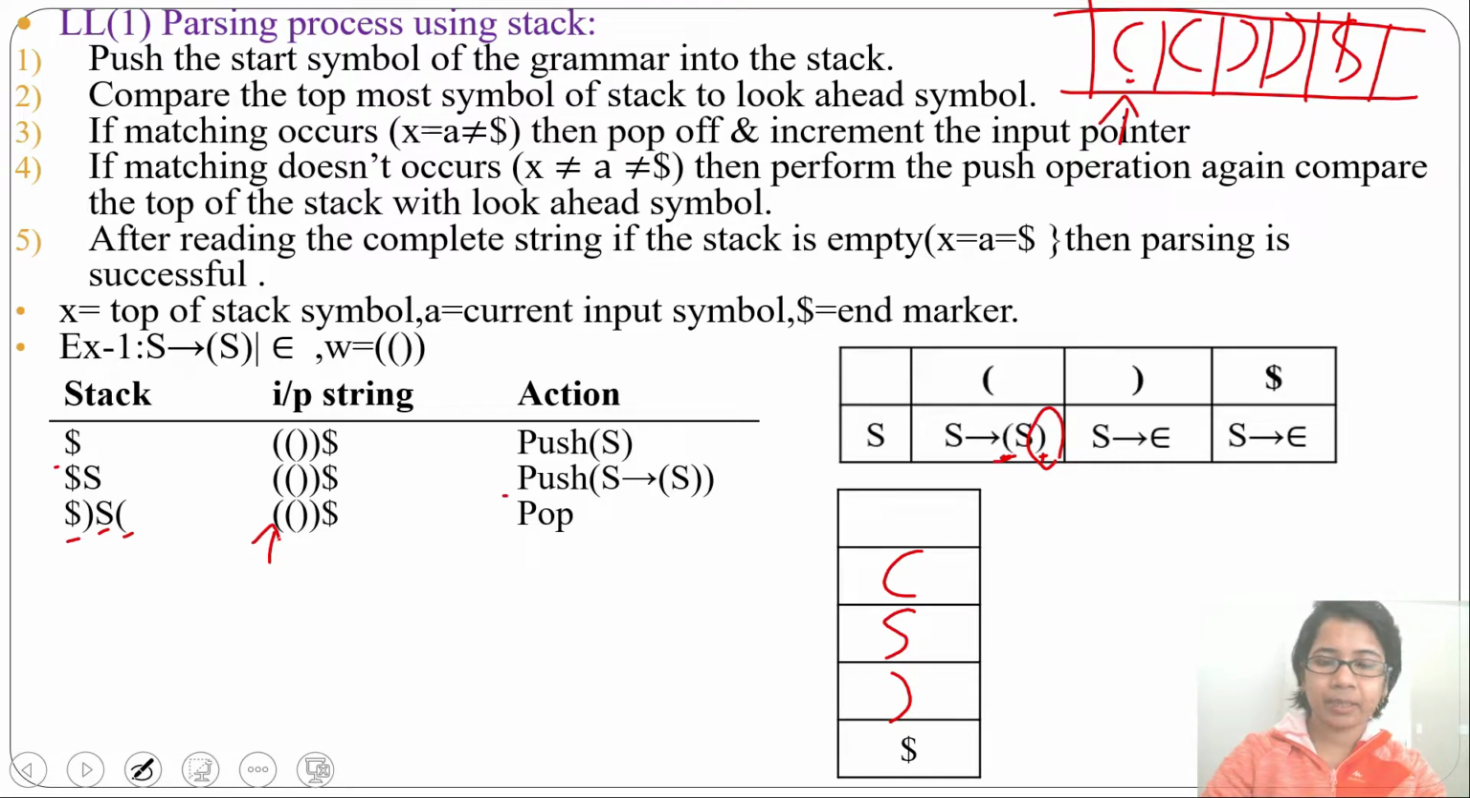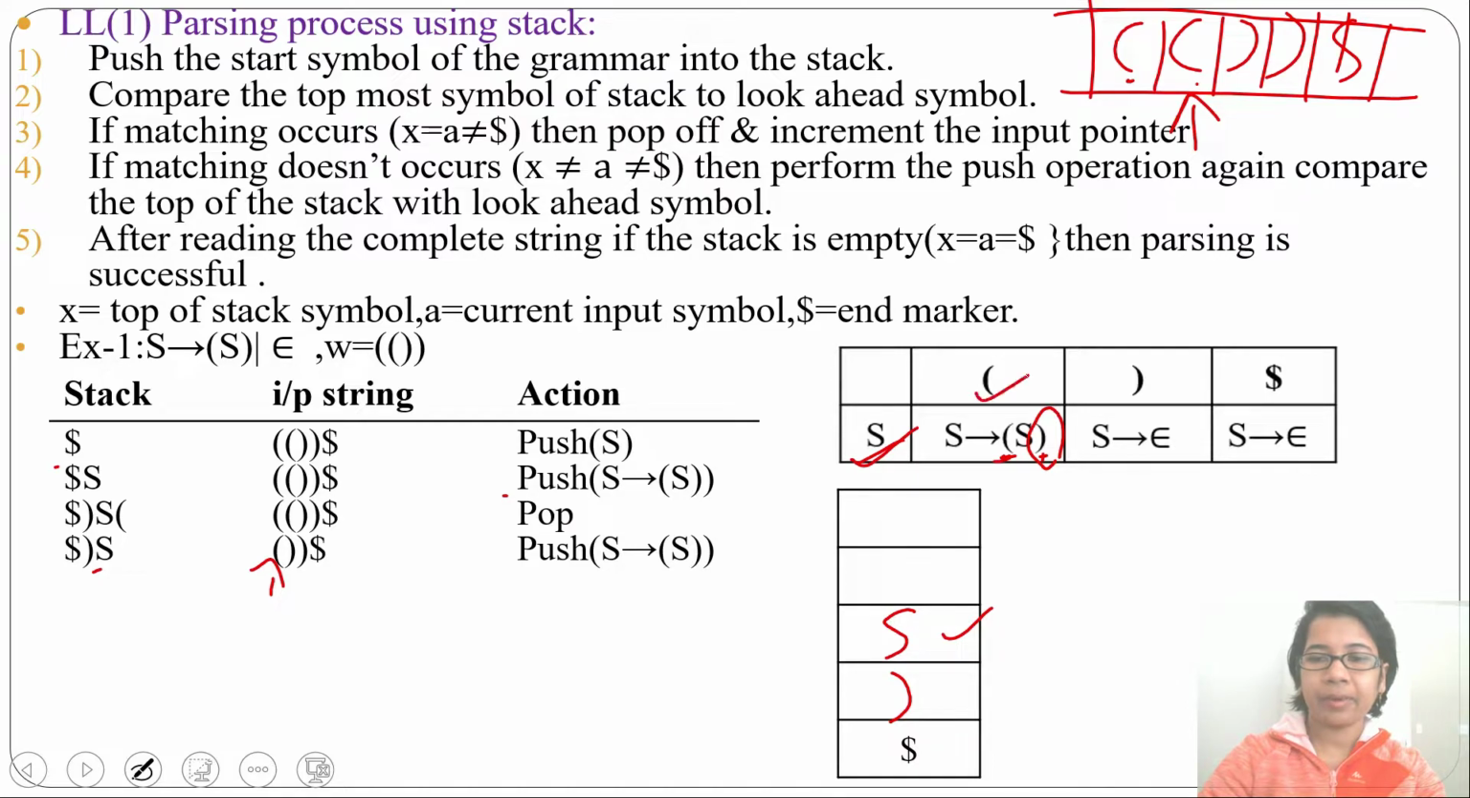Now whether it is matching: here the stack topmost symbol is start bracket and the input pointer is start bracket. When matching occurs, we should pop off and increment. It is step 3. Matching occurs, so we pop this symbol from the stack and increment the input pointer. Now what is the stack content? It is end bracket, S, and the input pointer is pointing to this end bracket. Topmost stack symbol is S and here is end bracket. Matching doesn't occur. So for variable S and end bracket, which production should we use? We should use this production.